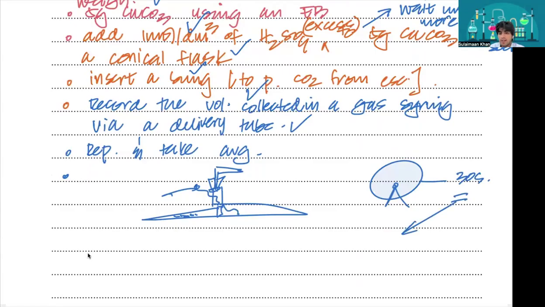You could use the glass divider as a precaution. If you add acid directly to it, there's a possibility that the reaction becomes so quick that you were not quick enough to add the bung, and some of the carbon dioxide may escape. That's why you put this divider and insert the bung, so that when this reaction starts to take place, the conical flask is sealed.